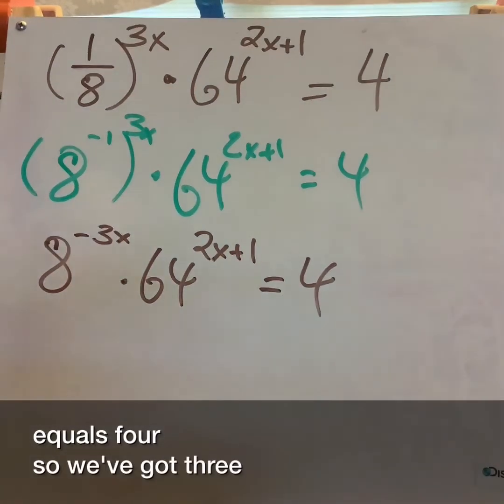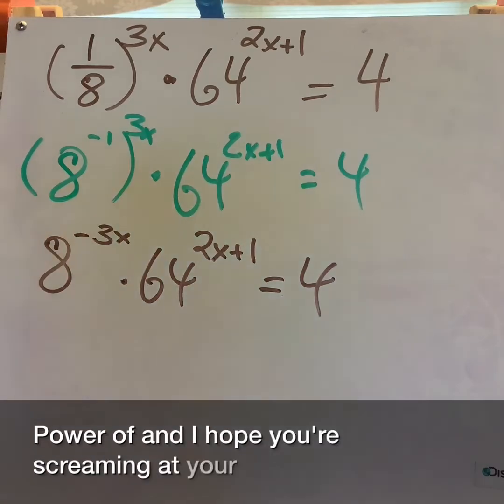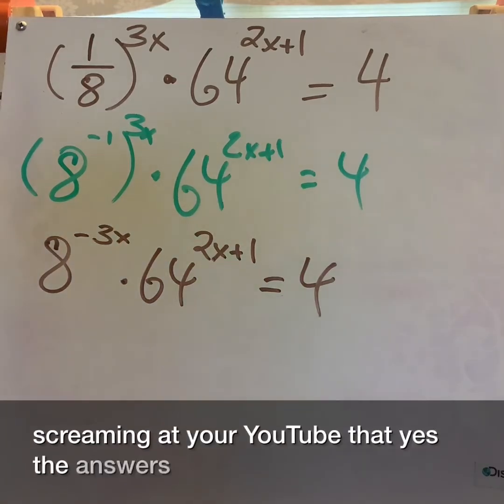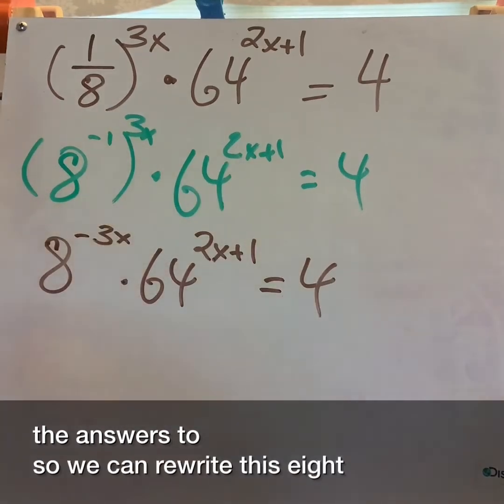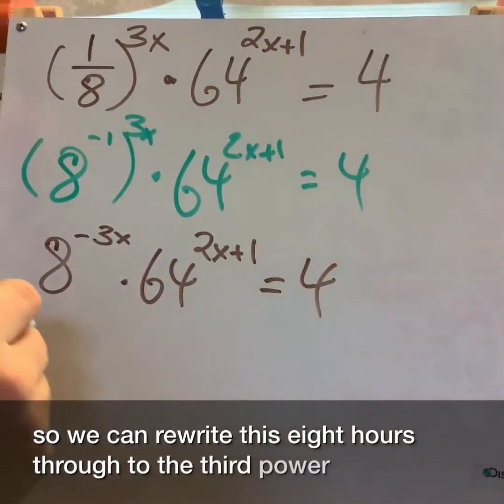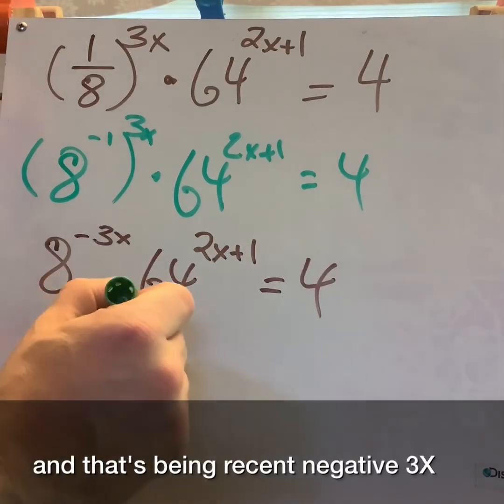So we've got 3 different bases here: 8, 64, and 4. And is there some common base that they all have? Something that they can all be written in a common power of? And I hope you're screaming at your YouTube that yes, the answer is 2. So we can rewrite this 8 as 2 to the 3rd power, and that's being raised to -3x.